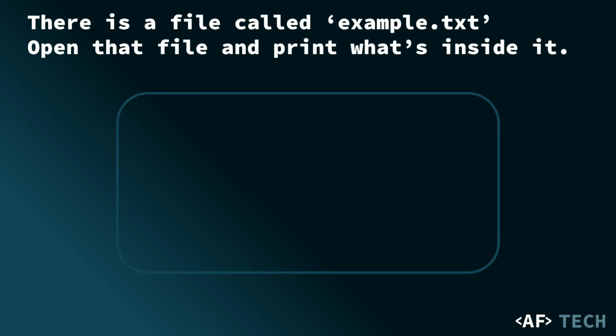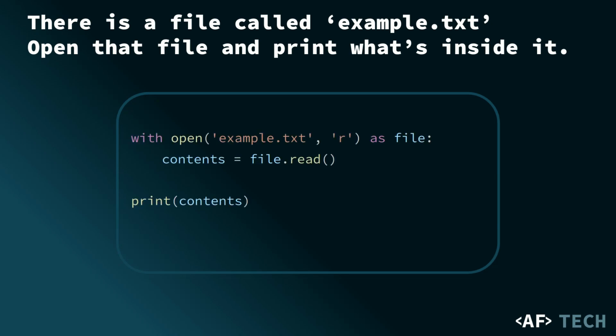There is a file called example.txt. Open that file and print what's inside of it. With this, we'll just say with open example.txt, and we'll use the read mode, we'll set that to the variable file, and then we'll set contents equal to the return value of file.read, and then we'll just print contents after that.